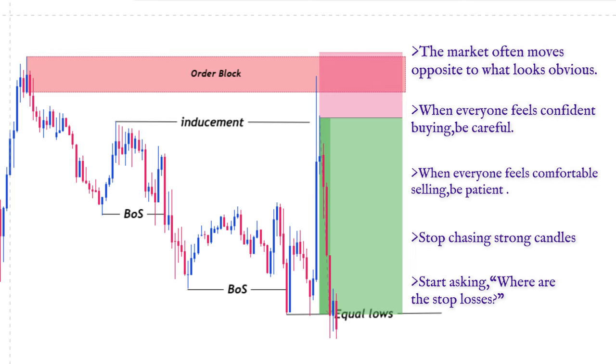Trading becomes simple when you stop reacting emotionally. Wait for price to reach important zones. Think logically, manage risk, and let the market do the rest. That is how you trade smart.